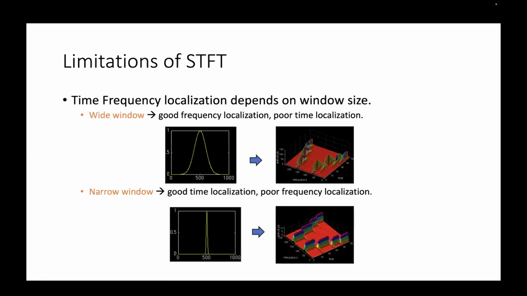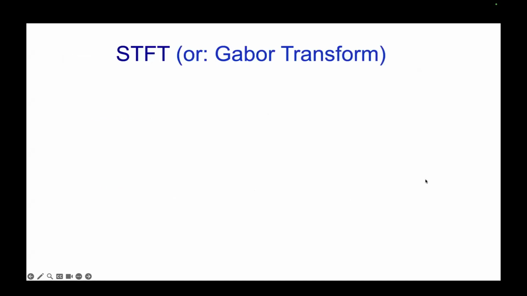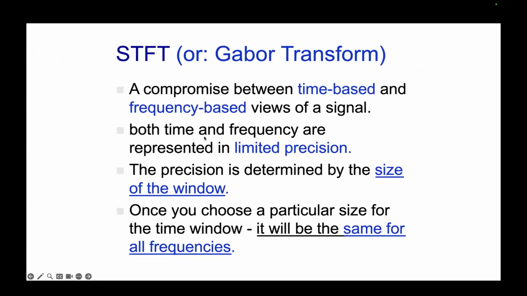So there is this time frequency resolution trade-off in the short time Fourier transform. Good frequency localization results in poor time localization. Good time localization results in poor frequency localization. So it is a compromise between time-based and frequency-based views of a signal. Both time and frequency are represented in limited precision, and the precision is determined by the size of the window. Once you choose a particular size of the window, it will be the same for all the frequencies.